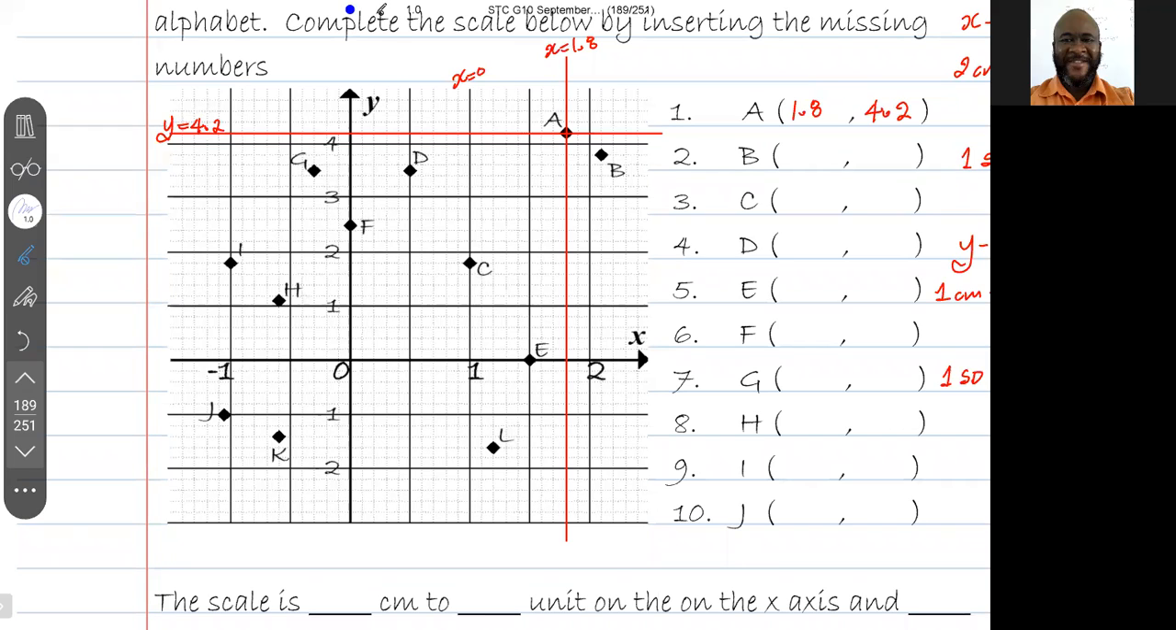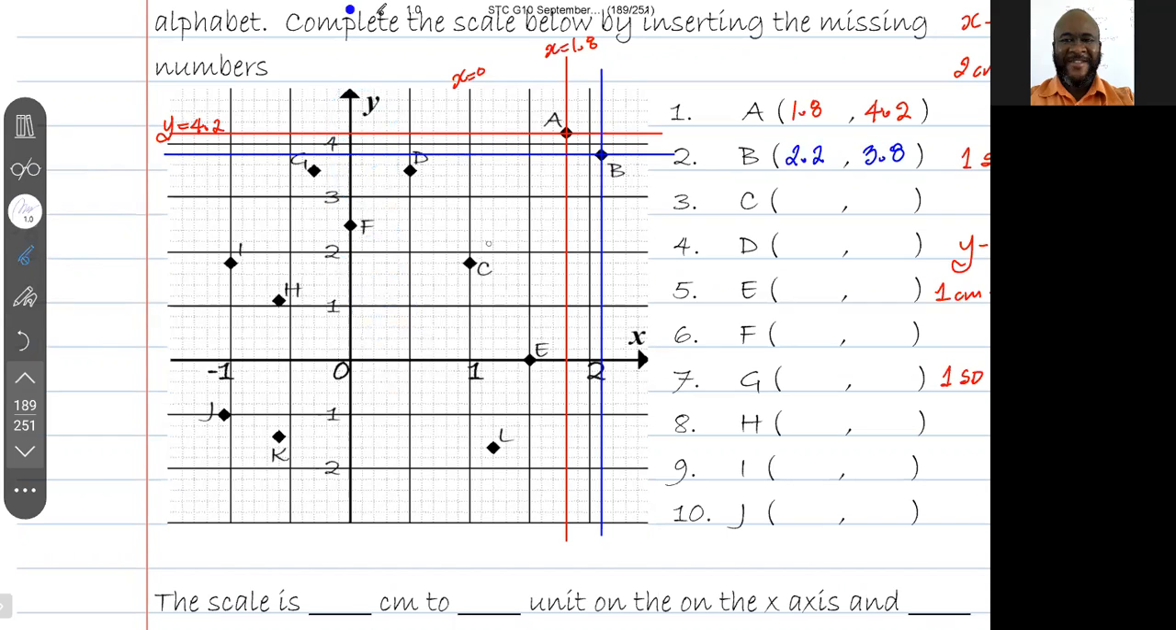All right, so let's move on to B. B is on the vertical line 2.1. This is the vertical line x is equal to 2.1. And B is on this line. And B is on the horizontal line y is equal to, this looks like y is equal to 3.8. So it's 3, 3.2, 3.4, 3.6, then 3.8. So it means that B is the point 2.1, 3.8.